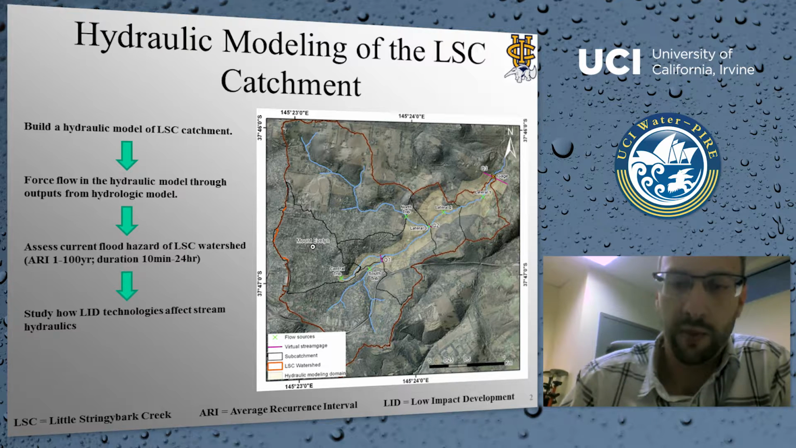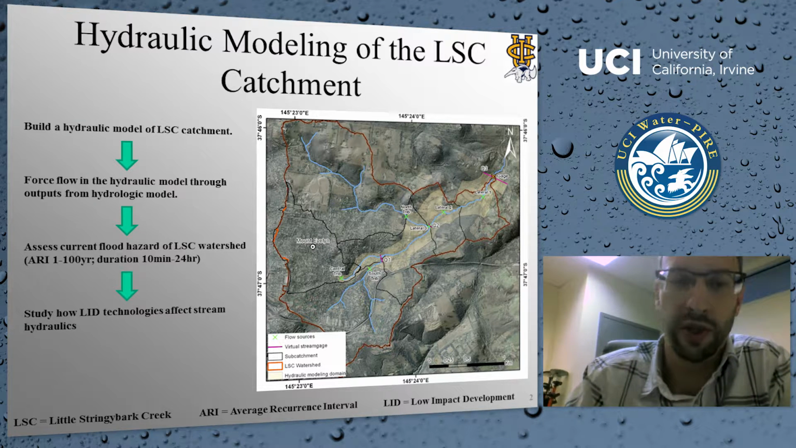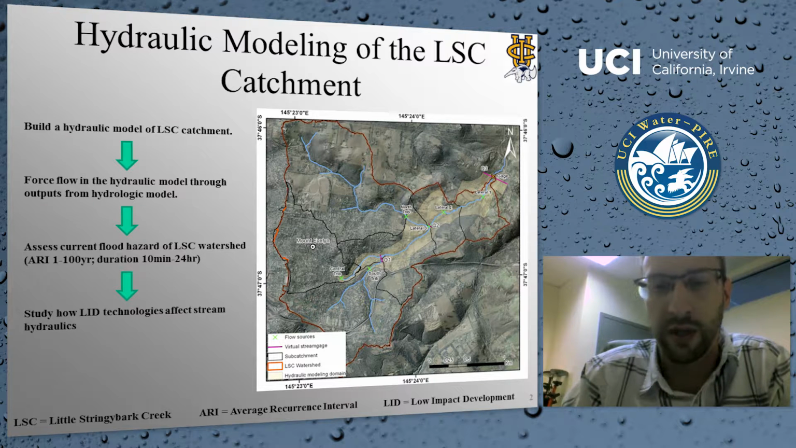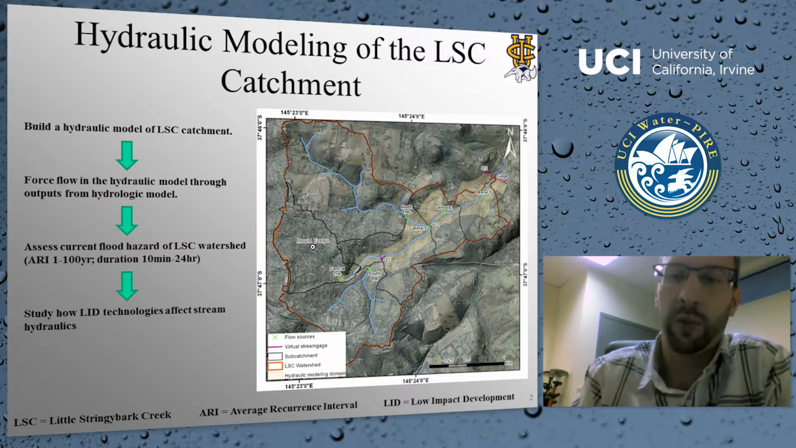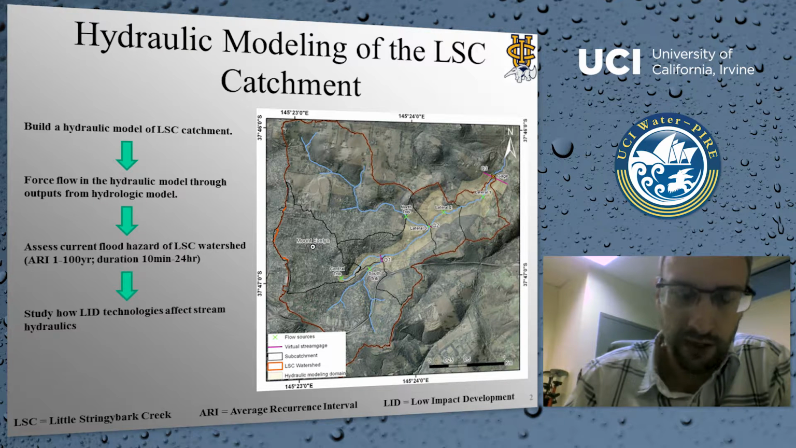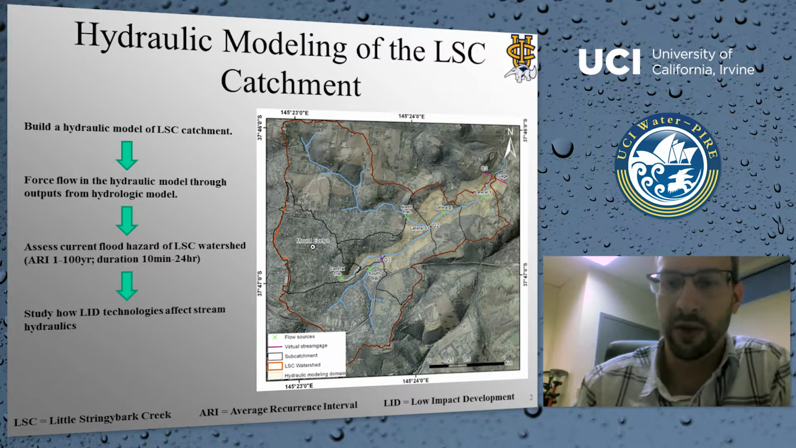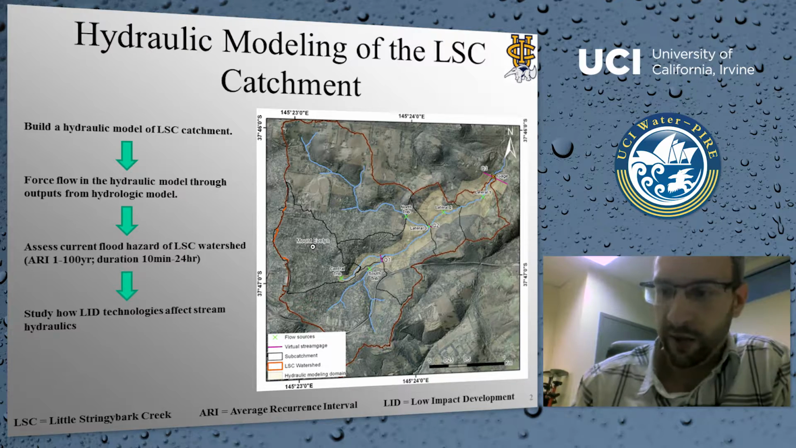All right, so the hydraulic model that we've set up helps us to assess the current flood hazard in the Little Stringybark Creek watershed. And that's something that Melbourne Water is very interested in. And so we're running this whole range of different scenarios where we're looking at different return period events from the 1 year to the 100 year, as well as different durations from the 10-minute to the 24-hour rainfall duration for all these different return period events. And finally, we can also study how LID technologies affect the stream hydraulics in the site. By the way, I have a little glossary at the bottom of my slide here if you get confused by any of my acronyms.